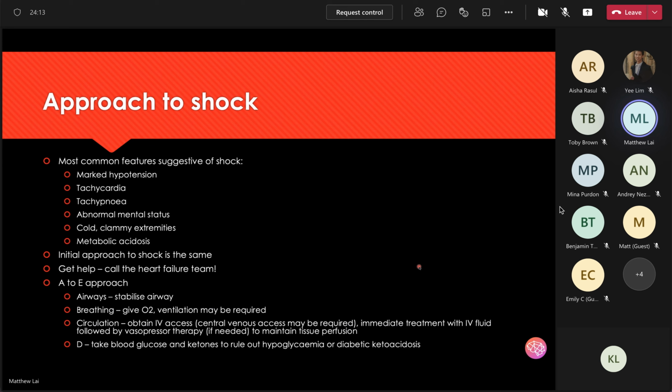The most common features that suggest shock are marked hypotension, so your patient has very, very low blood pressure, tachycardic, so their heart's beating quickly, tachypneic, they're breathing really quickly, abnormal mental status, so they could have reduced consciousness, for example, cold, clammy extremities, that's a sign of peripheral vasoconstriction and decreased blood flow to the peripheries, so that's quite important, and metabolic acidosis. And the important thing to note is that the initial approach to shock is the same.